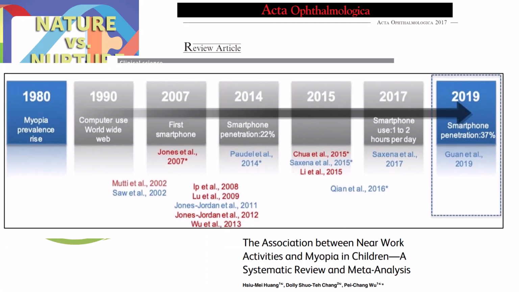This is a good timeline where they have suggested that myopia prevalence has been on the rise since the 80s, and it has risen very quickly following the introduction of the smartphone, following the introduction of near work due to the smartphone. And the smartphone penetration was very minimal in 2014, and now it has been huge.